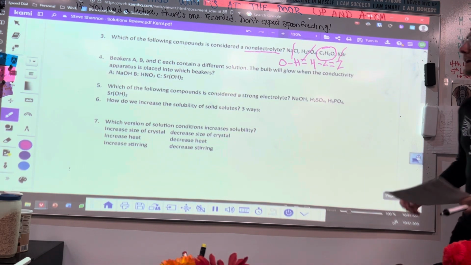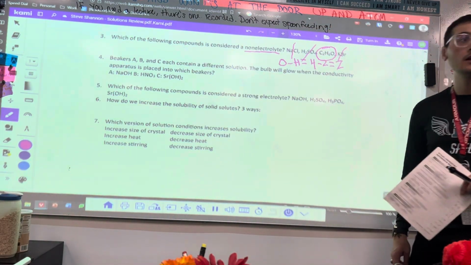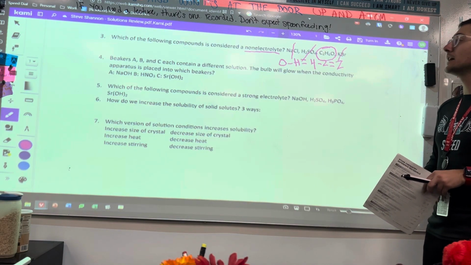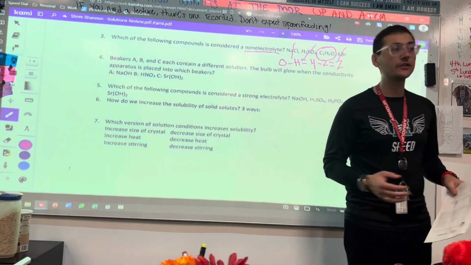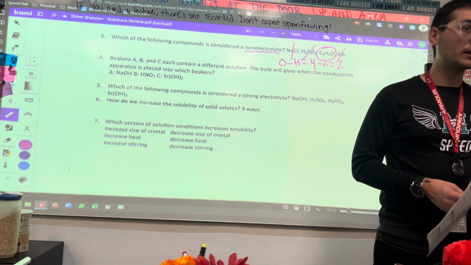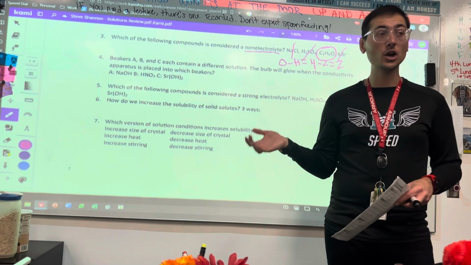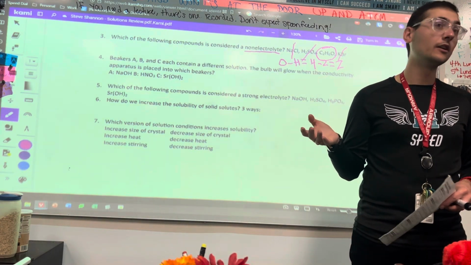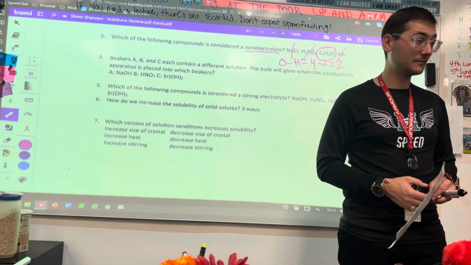Beakers A, B, and C each contain a different solution. The bulb will glow when the conductivity apparatus is placed into which beakers? Okay, this is really asking which of these solutions conducts electricity. Because if the solution conducts electricity, then the bulb is going to glow. If it doesn't, then it doesn't conduct electricity. So it's asking again, which of these is an electrolyte?